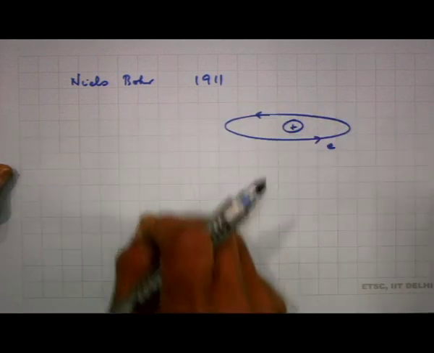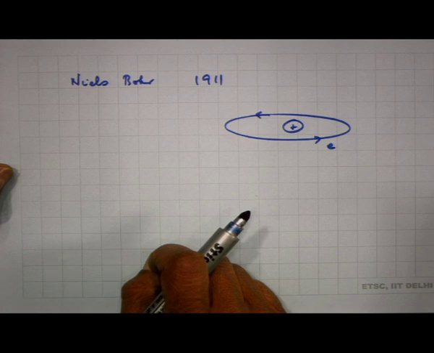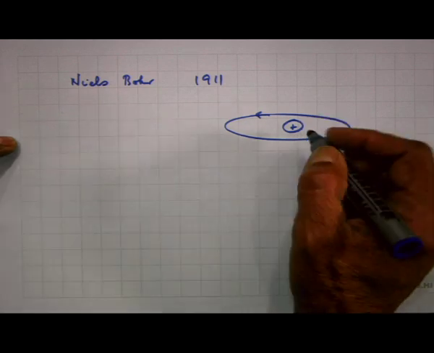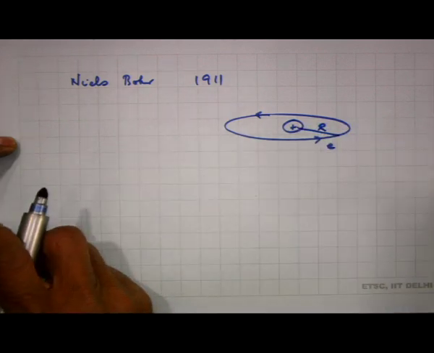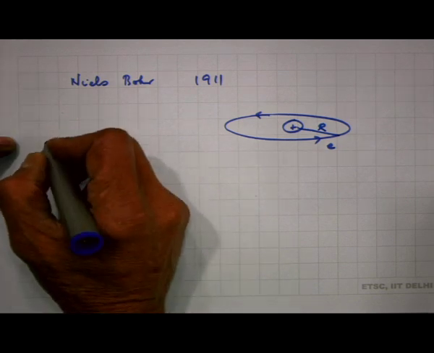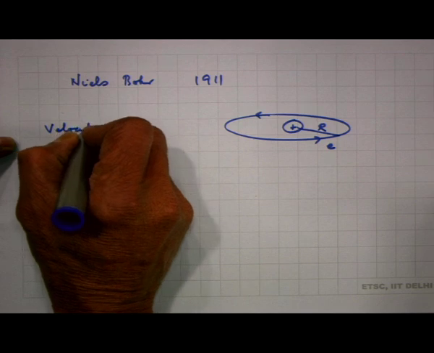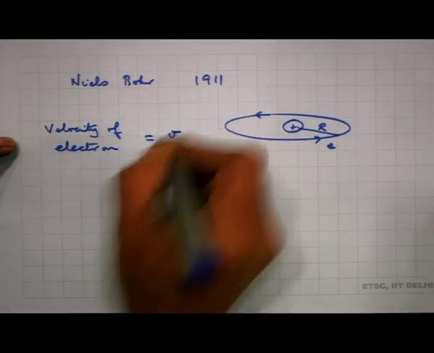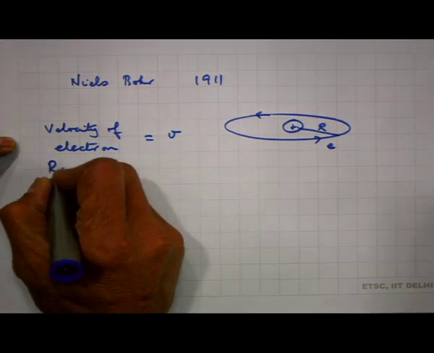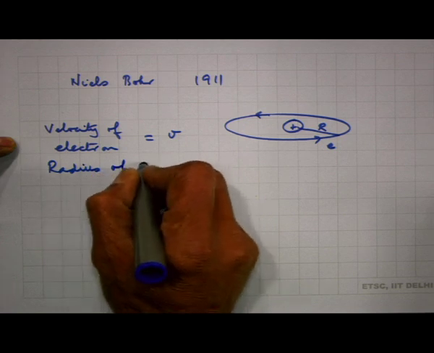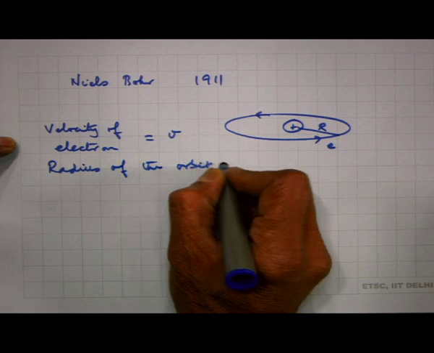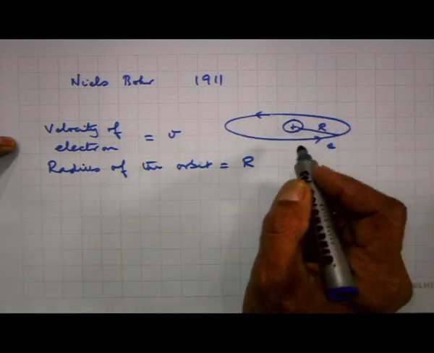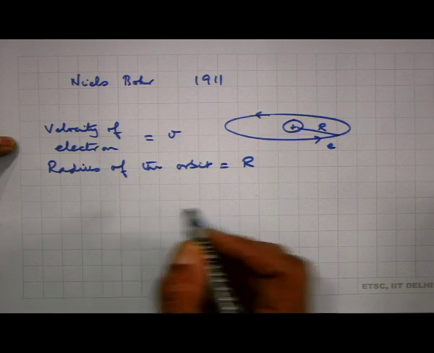So, this electron motion constitutes a current, and I can calculate what this current is, and once I have a current I can also calculate the magnetic dipole moment. So, let me assume the orbit is circular of radius r, and let me assume the velocity of the electron is equal to v. The radius of the orbit is equal to r. So, I have an electron circulating around the nucleus at a distance r from the nucleus, and let me assume that the orbit is circular.